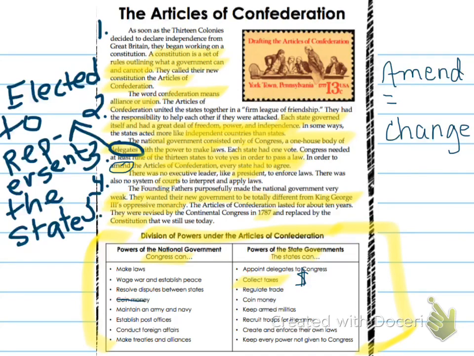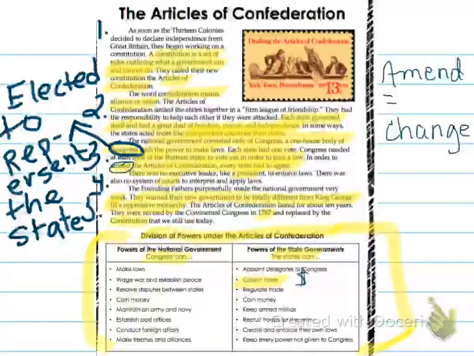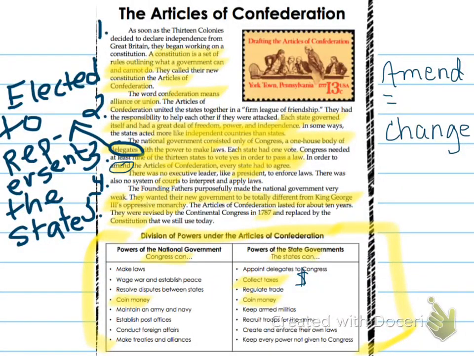Check this out. On both sides, they could coin money. So what that meant, folks, is they could make money. They could print their own money.